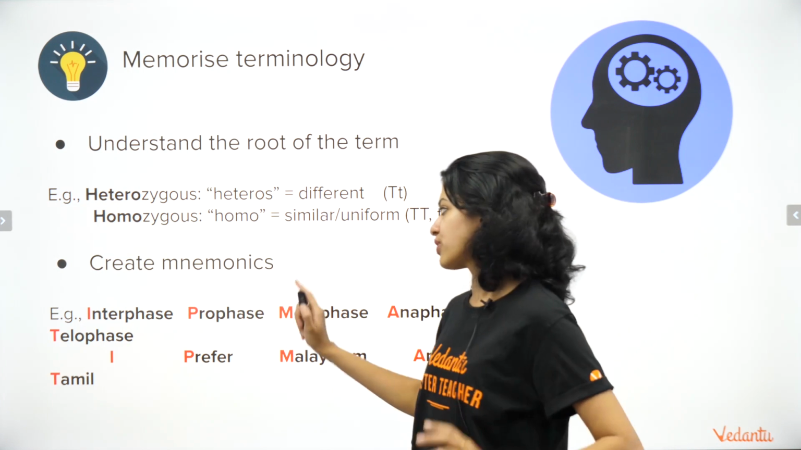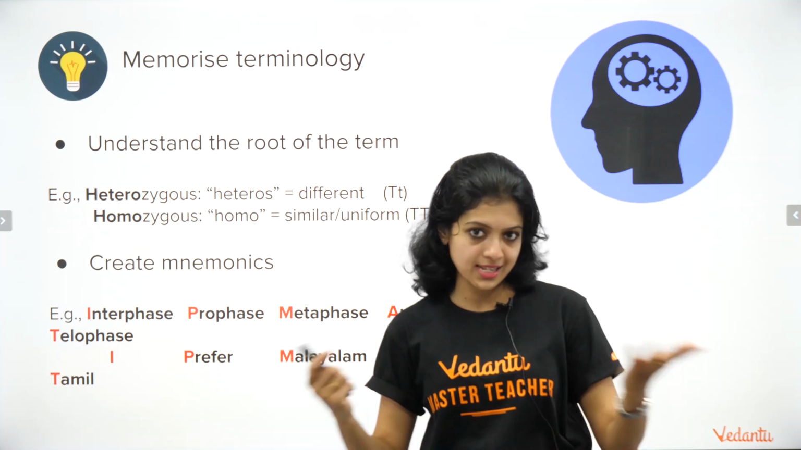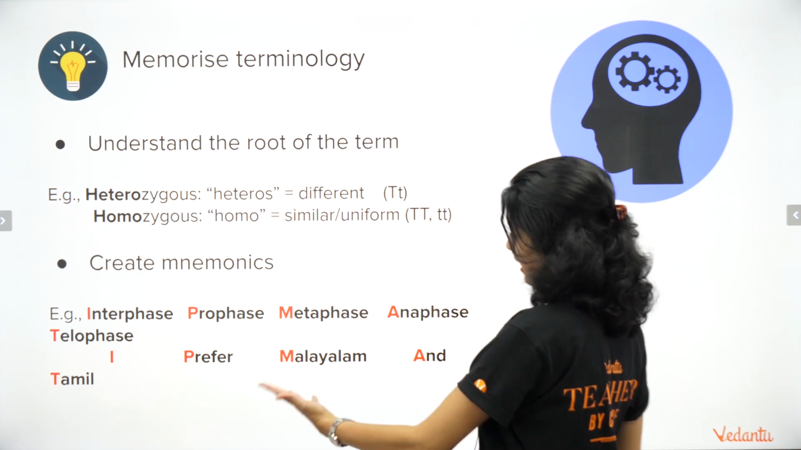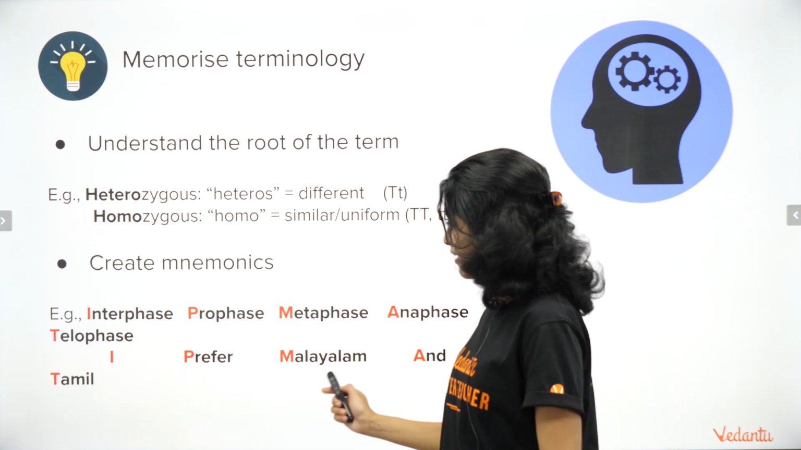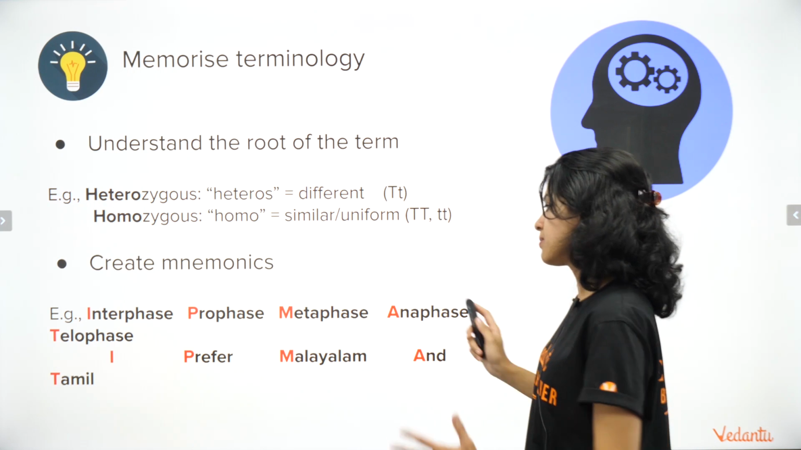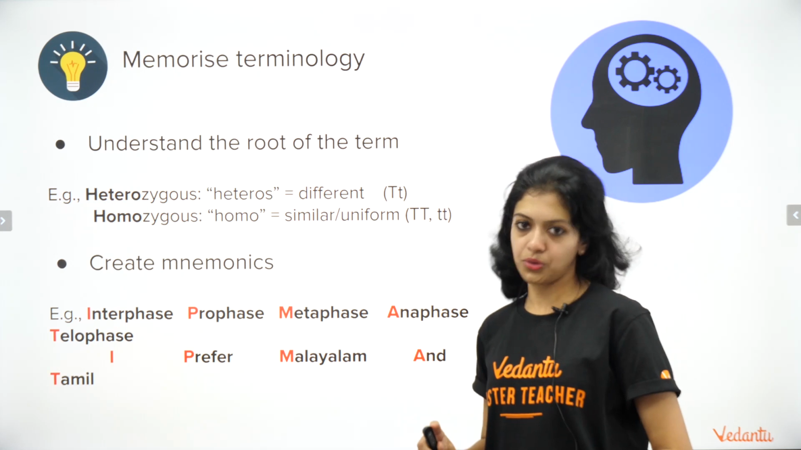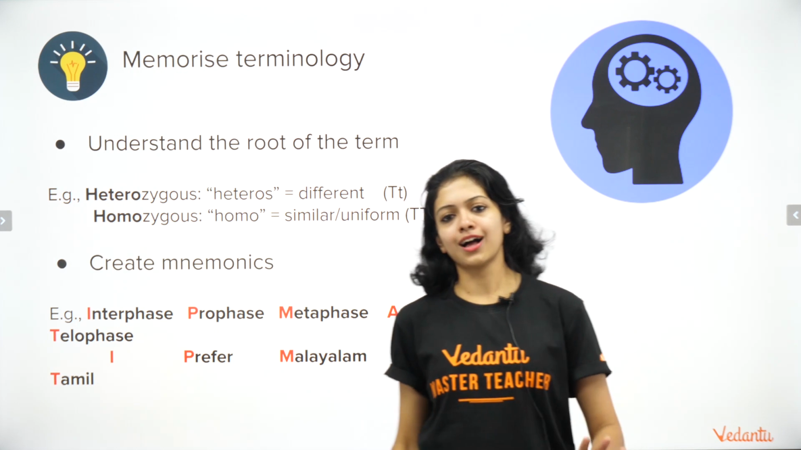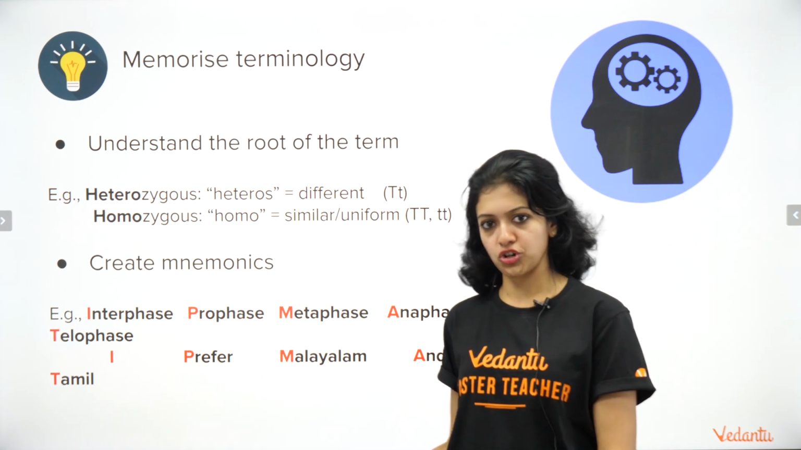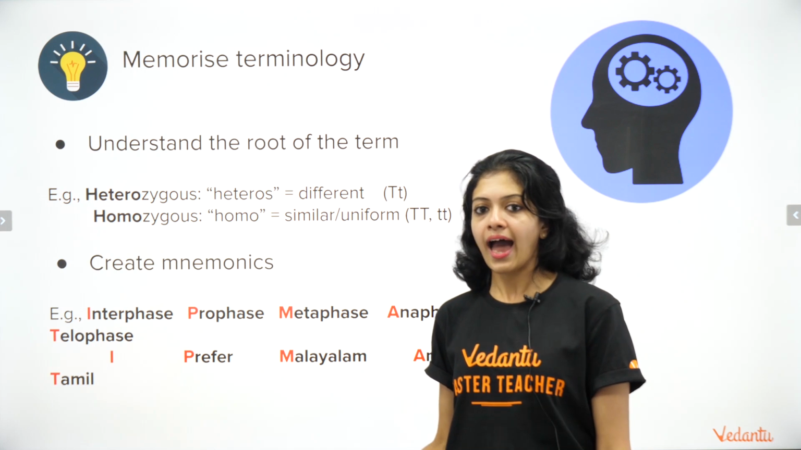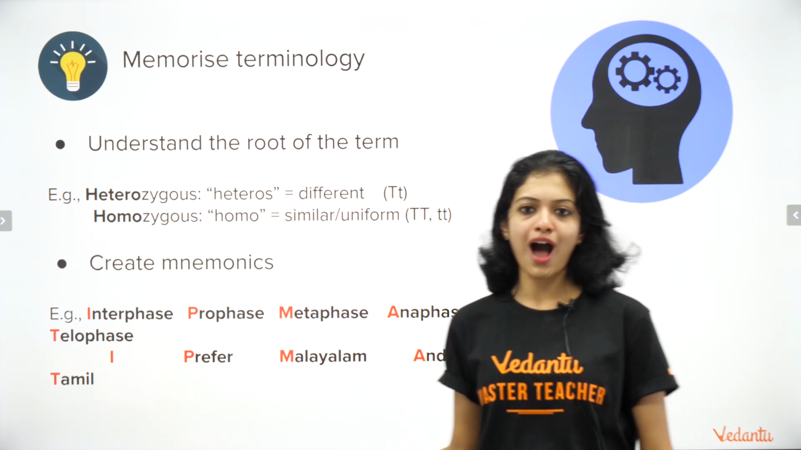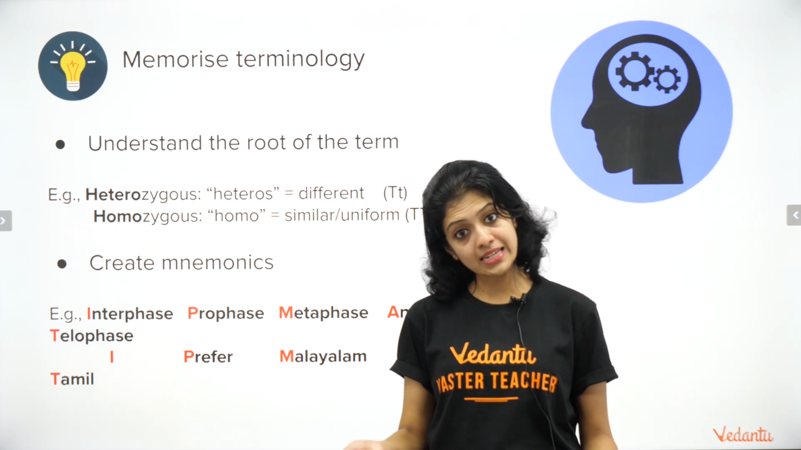So I picked up the first letters of each of these words. That's how a mnemonic is made. And I have made a sentence, right? I prefer Malayalam and Tamil. Okay, no offense meant here. Well, this is just my personal choice because I grew up in South India, and honestly speaking, these two are my most preferred Indian languages.